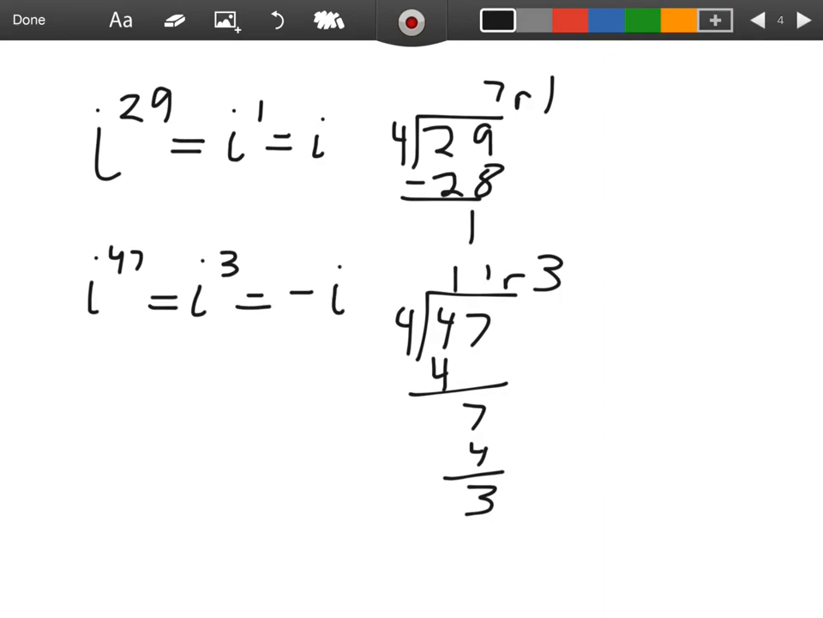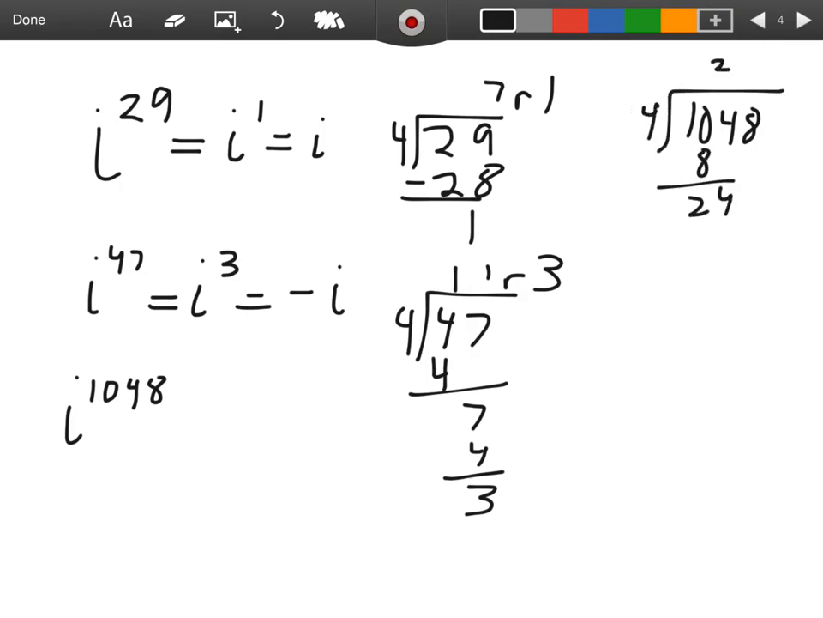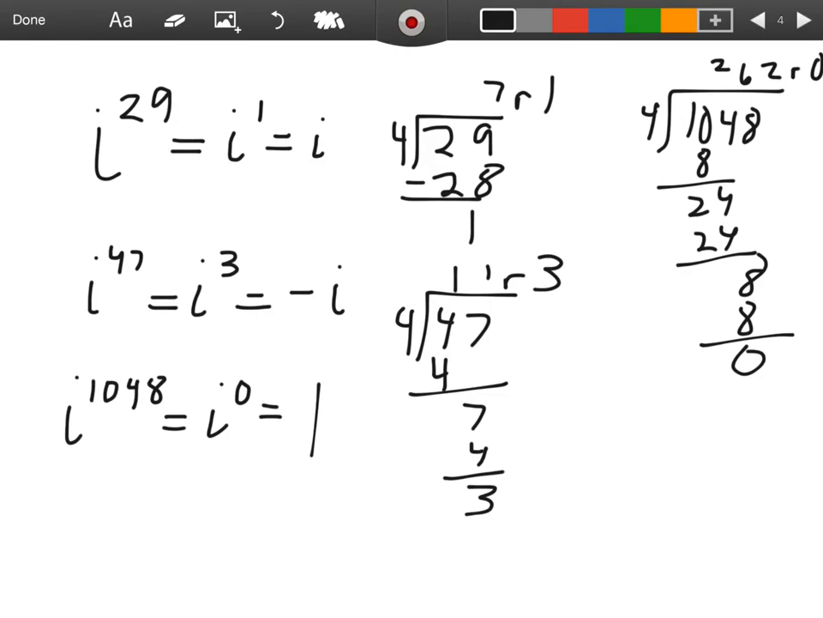We can do that for anything. Say i to the 1,048th power. Take 1,048, divide it by 4. This goes in 262 times with a remainder of 0. So this is the same thing as i to the 0 power, or just 1. Okay? So that's what imaginary numbers are. Now let's talk about complex numbers.